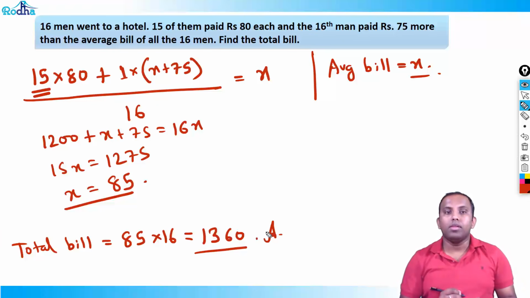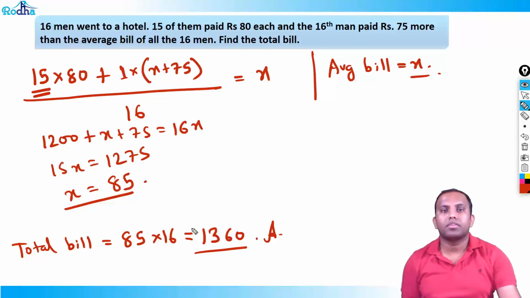Correct? This is the total bill. Okay, this is the answer. Easy question, just a different variety. We just need to solve one line equation, and we get the answer as 1360.